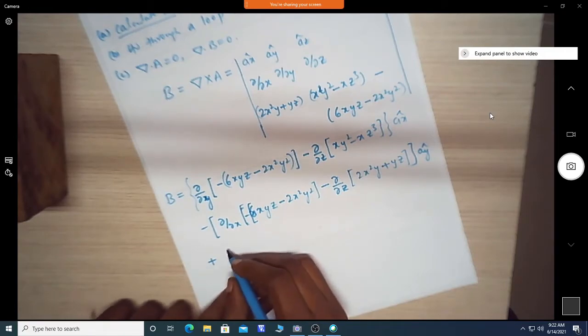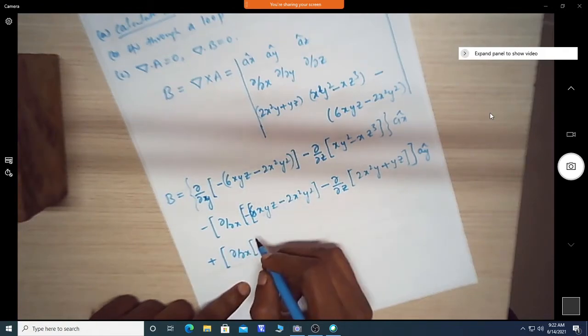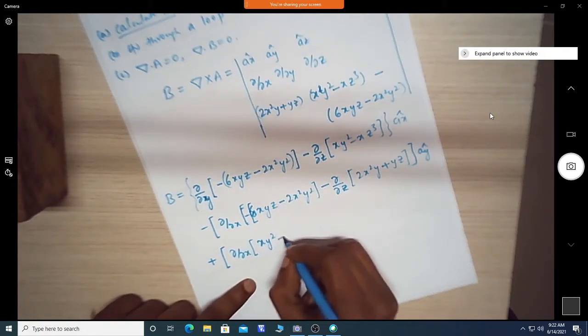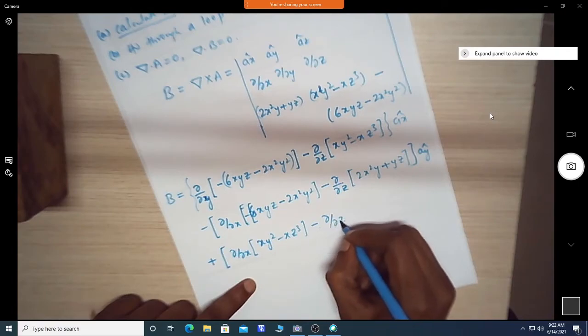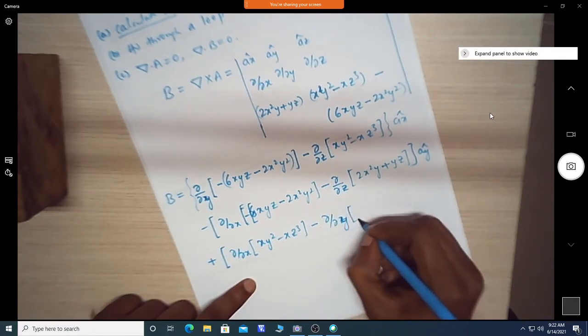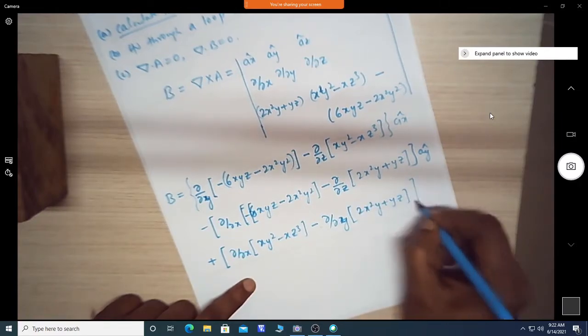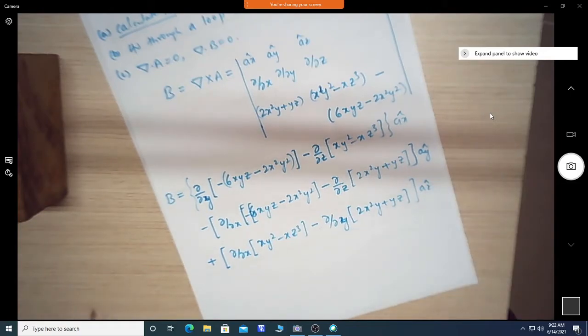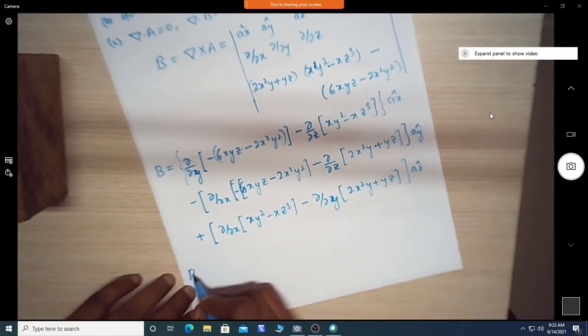So plus in the az direction, we have del by del x of xy square minus xz cube, minus del by del y of 2x square y plus yz. This is in the az direction. So try to differentiate with respect to y, z and x, and we are going to get what is B.